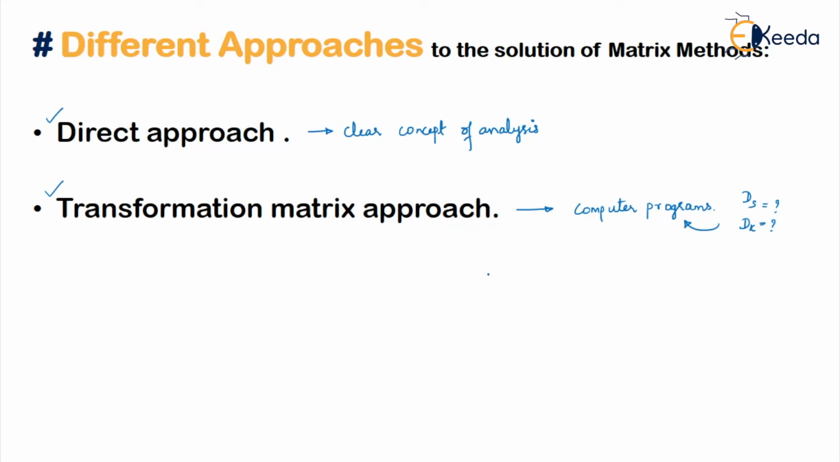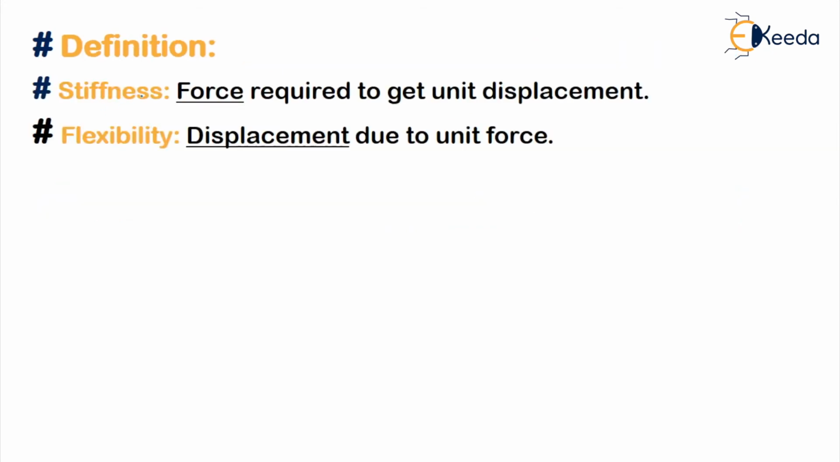Okay, the next topic is: what is stiffness? Stiffness is the force required to get a unit displacement at any point. So if you need 1 unit displacement, how much force we need to apply at a point, that gives us the stiffness. And what is flexibility in return? Flexibility is the displacement due to unit force. If you apply a unit force, how much displacement will happen? That is flexibility.